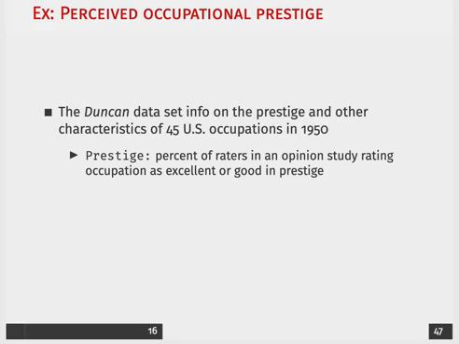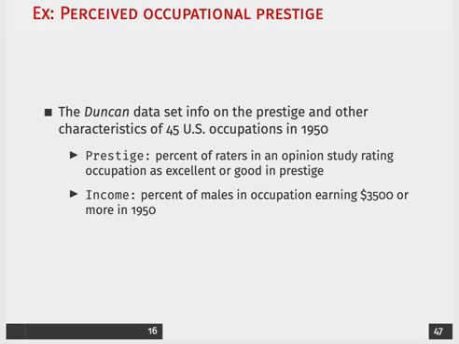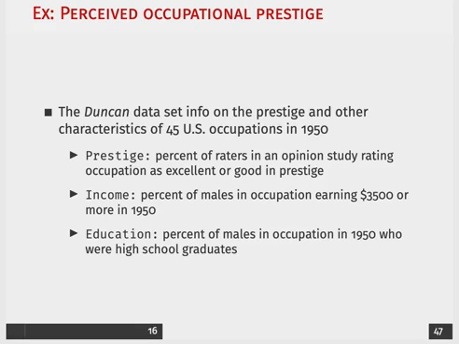And so it'll be the percent of raters in the study that rated that occupation as excellent or good in prestige. Then the first indicator or predictor that we're going to include is income. So we might think that male-dominated fields that have high degrees of income would be perceived as prestigious in 1950. Then we're also going to include a variable of education, which is how many men in 1950 had high school degrees in that field.